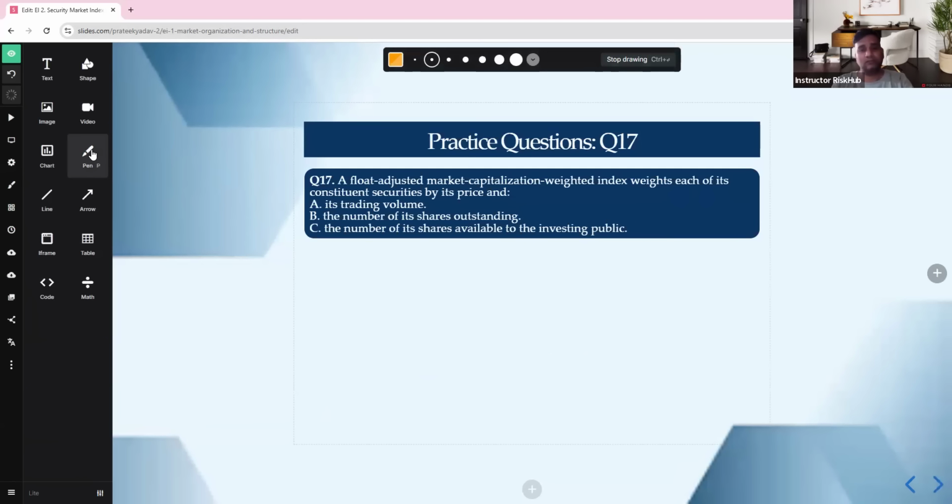The next question: a float adjusted market capitalization index weights each of its constituent securities by its price and what? So weight is equal to price times your free float shares, right? Free float is basically shares available to the public, excluding your promoters, government, and strategic holders, right? So the answer is C, shares available to the investing public. Okay, this is what real world indices actually use, right?